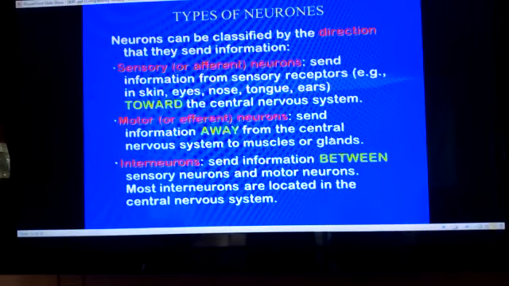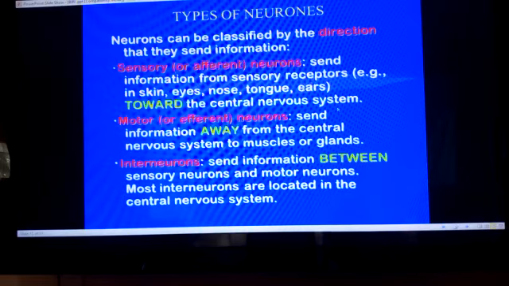So finally, I want us to look at the types of neurons. We have two ways in which you can categorize the types of neurons. Number one is the direction in which they send information, and the other is the number of dendrites that arise from the cell body. Now, case one, we look at classification based on the direction of the impulse traveling. The first type is the sensory.